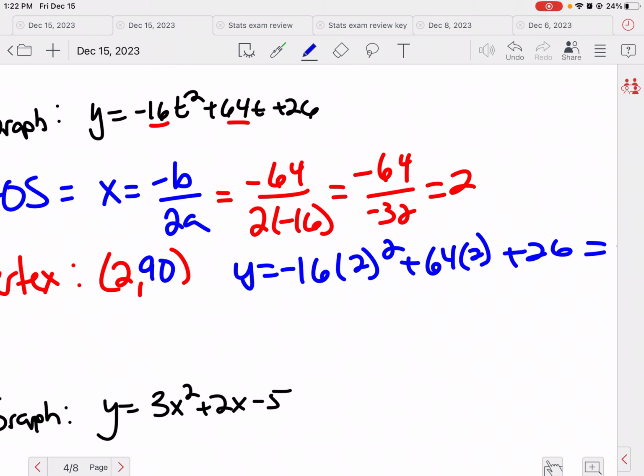If you have a problem where they're asking for the maximum height, that is 90. If you're looking for the time it takes to reach that maximum height, that's the 2. So if they say maximum height, you need to find the vertex, and it's the y value.